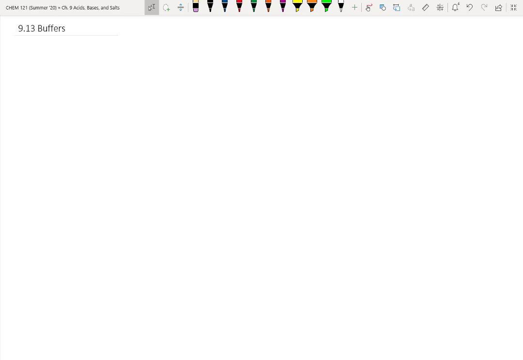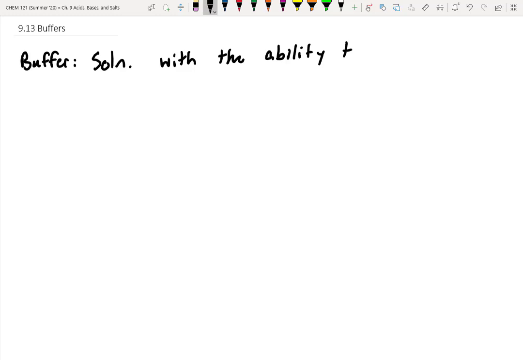Okay, our last section that we're going to talk about today is all about buffers. And buffers are commonly used both in medical research and in biology labs. So a buffer is a solution with the ability to resist pH change when acids or bases are added.